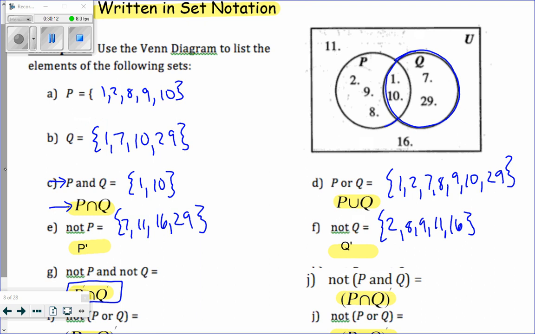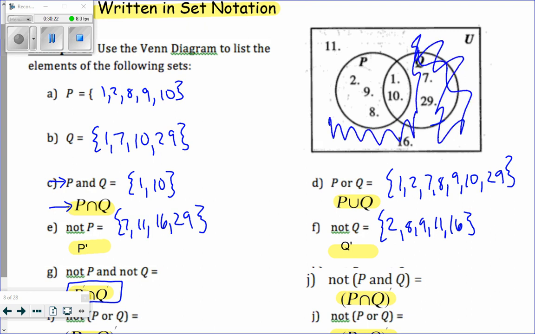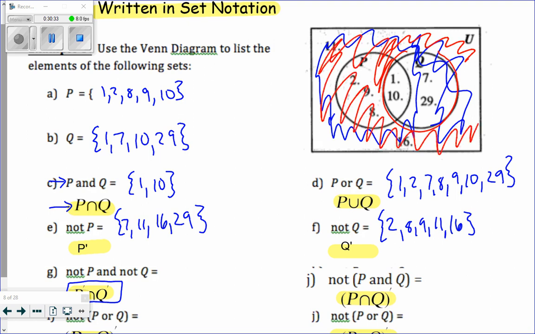Okay, so I'm going to do this by coloring because I can't figure this out in my head. Not P means everything outside of circle P. So it's all of that. Not Q means everything outside circle Q. And, or intersect, means anything that's overlapping. So anything that's got two colors. This color, this one, and this one. So 11 and 16 have two colors.